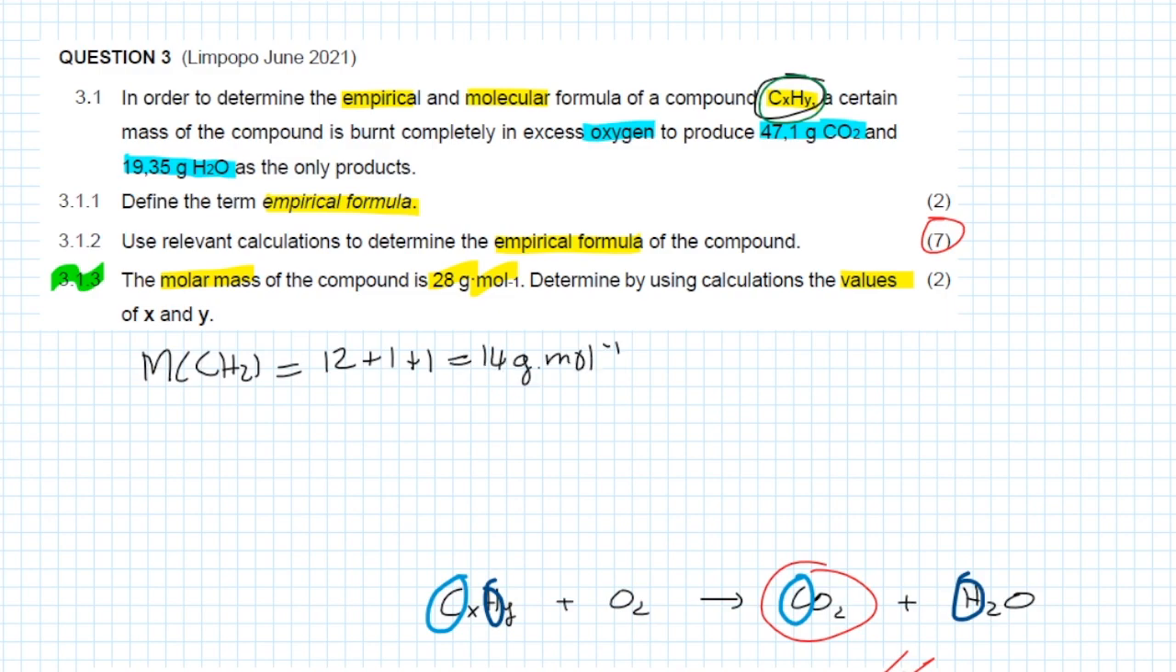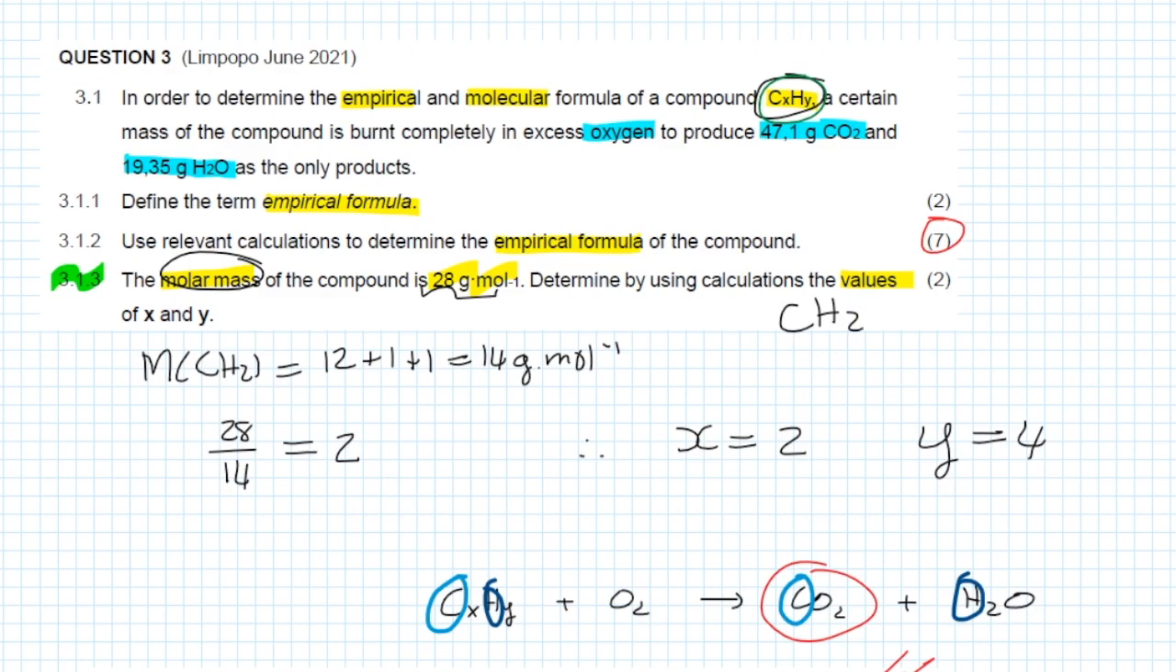We then take the molar mass, 28, the molecular mass of the entire compound, and we divide it by the molar mass of the empirical formula. It gives us 2. Therefore, two empirical formulas can fit into one molecular formula. And based on that, we can say the value of x is going to equal 2 and the value of y is going to equal 4. Because when we say CH2 and we multiply everything by 2, we get C2H4.